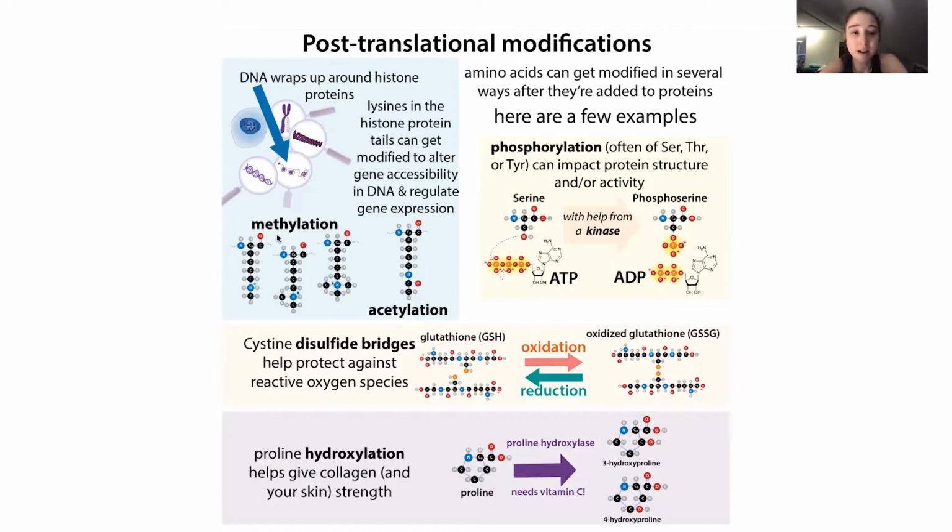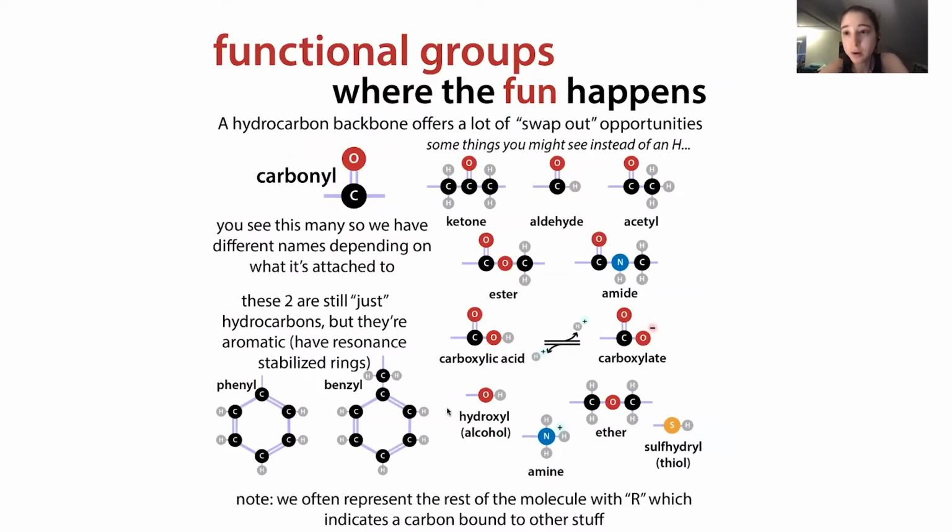For lysine, there are different modifications. It can get methylated, so it has CH3 groups added on. It can get acetylated, so it has this group. We'll talk more about these and how they regulate your gene expression through epigenetics. It can also get hydroxylated, so have an OH group put on, kind of like we saw with proline.